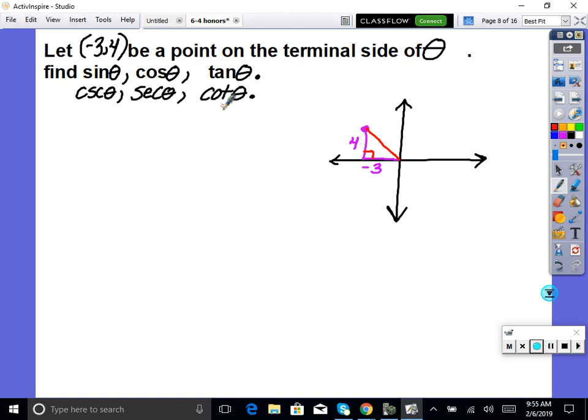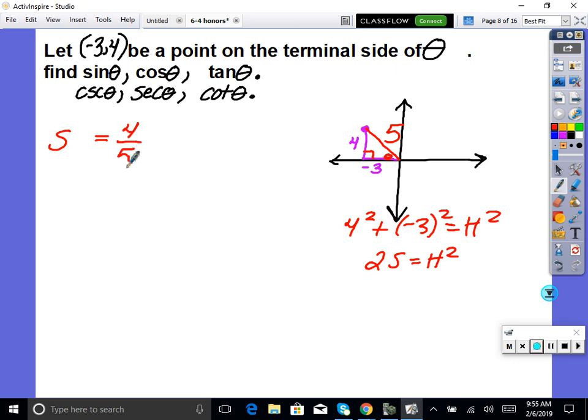So from there, we'll just do the Pythagorean theorem. 4 squared plus negative 3 squared equals hypotenuse squared. 25 equals hypotenuse squared. Our hypotenuse is 5. Will the hypotenuse ever be negative? No. So then from there, sine of theta is equal to, and theta should be where? Right there, closest to the origin and x-axis always. So opposite over hypotenuse, so 4/5.